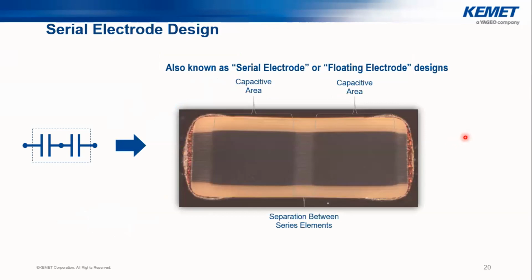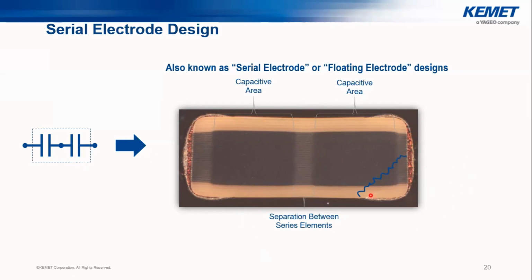When it comes to the serial electrode design, or sometimes we even call it floating electrode design, we have two active parts in series, and there is a separation between the series elements. As I mentioned, through this we are reducing the electric field on each active part, but also because they are in series, the combination of them has lower capacitance. So we cannot use the whole area to provide the high capacitance.